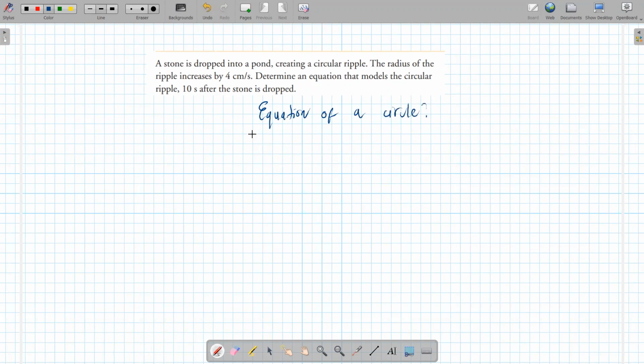It has this form, okay? Equation of a circle. It has x squared plus y squared equals r squared. This is the main form of a circle.